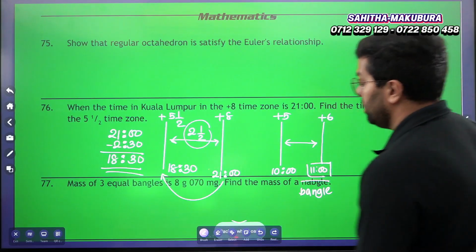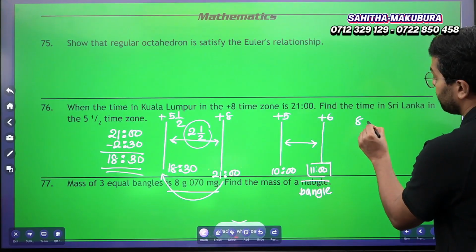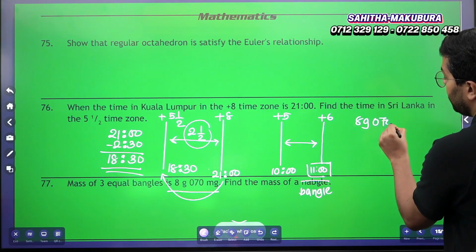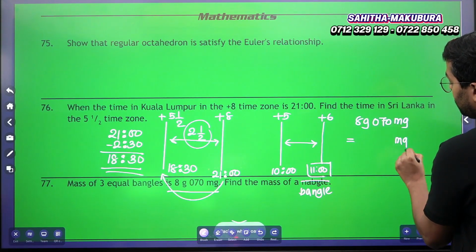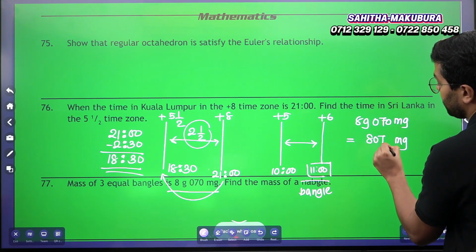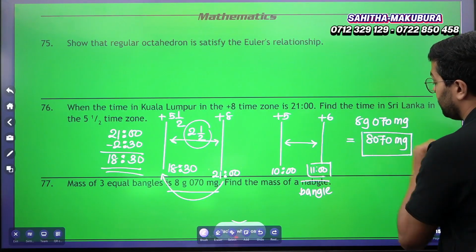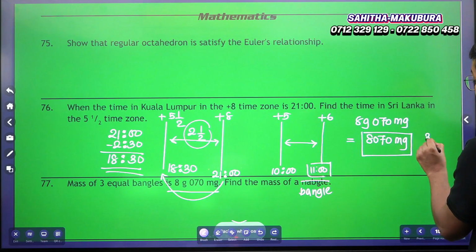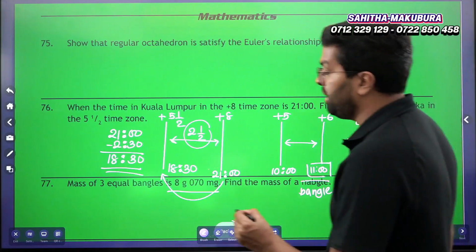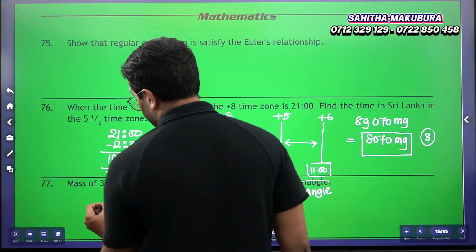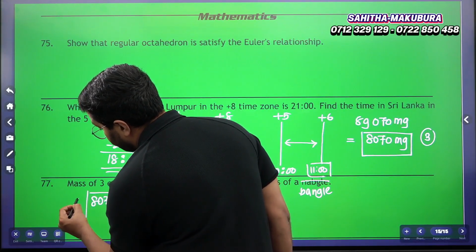Shall we convert the total mass into milligrams? 8 grams and 70 milligrams is 8070 milligrams in total. So 8070 milligrams is the mass of 3 bangles. We are asked the mass of 1 bangle, so let's divide 8070 by 3.